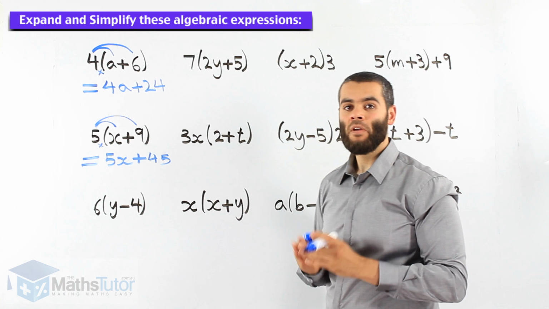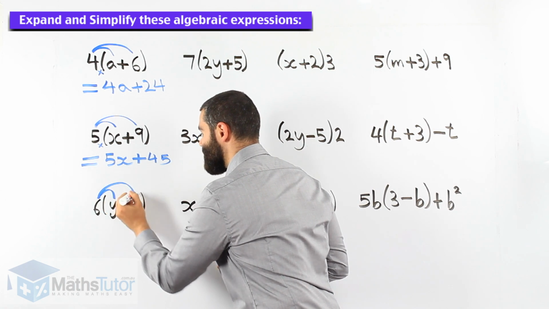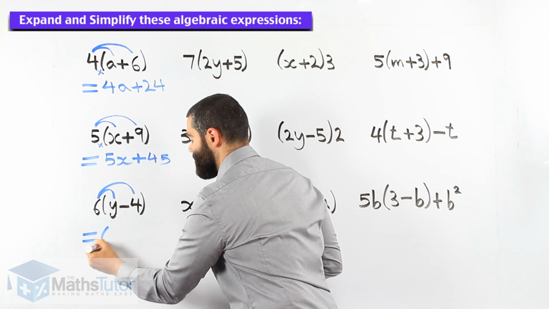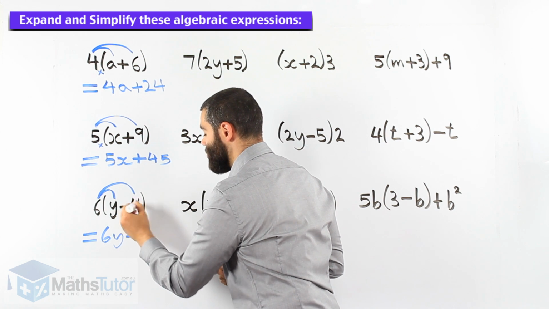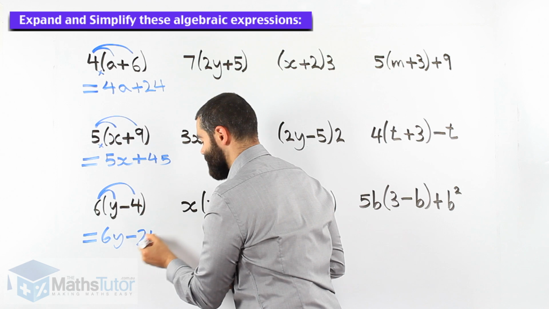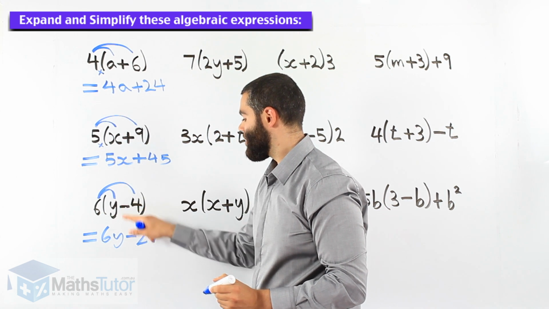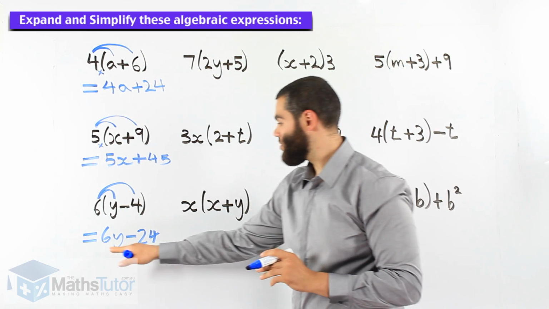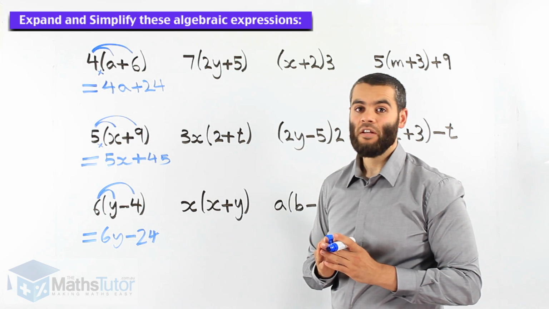This one here, again expanding, 6 times y and 6 times negative 4. 6 times y, 6y. 6 times negative 4, negative 24. 6 times 4 is 24, and the negative goes down. Can we go any further? We can't, because these are not like terms. So our final answer, 6y take away 24.